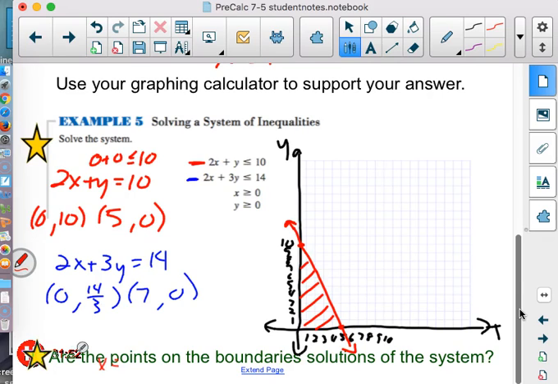Well, and I changed colors because my second one was the blue one. Whatever you had for color, which one you use. And I figure out, well, 3 goes into 14 4 times, then we'll have a remainder of 2. So 4 2/3. And then 7, 0. Dashed or solid? Solid.